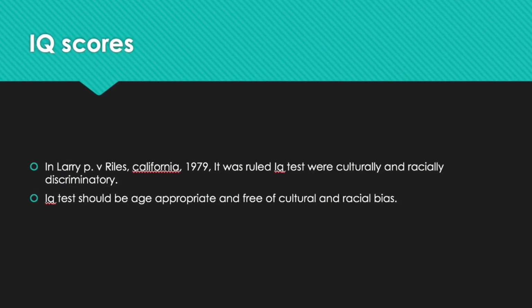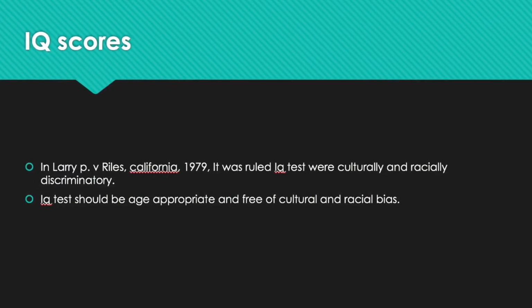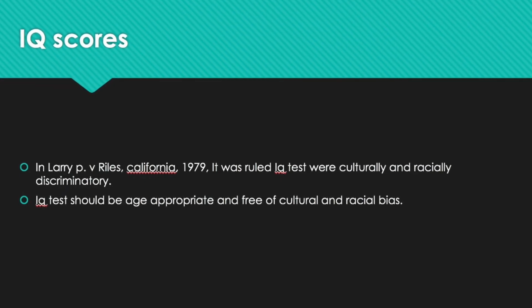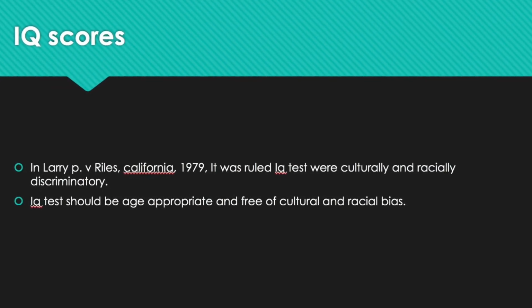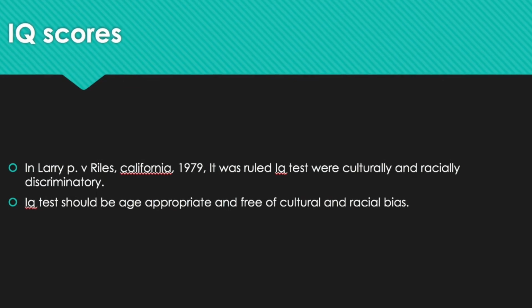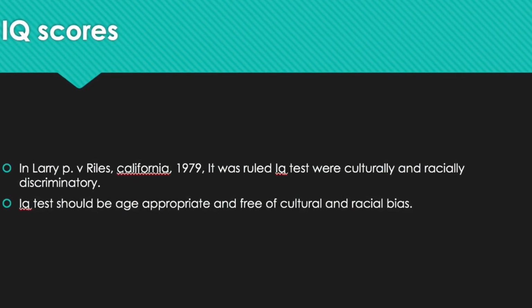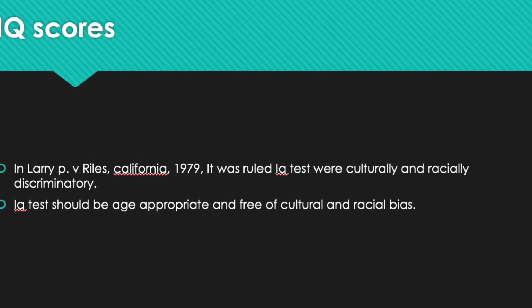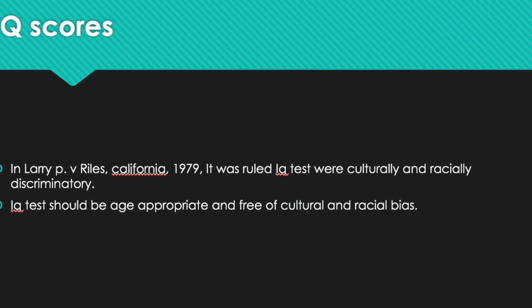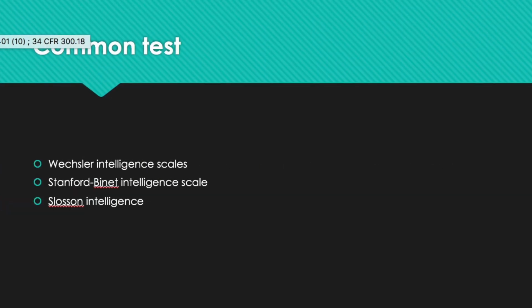In Larry P. versus Riles, California, 1979, it was ruled that IQ tests were culturally and racially discriminatory. IQ tests should be age appropriate and free of cultural and racial biases.